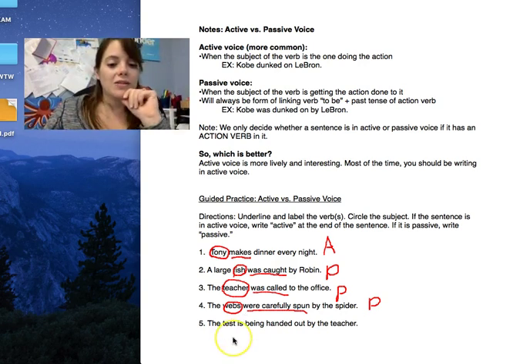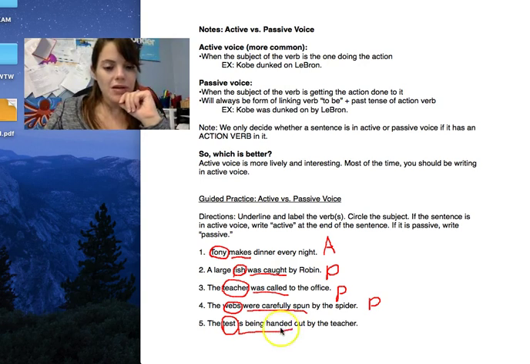Okay, let's look at our last one. The test is being handed out by the teacher. My subject is test. My verb is being handed. Once again, my subject is having the action done to it. The tests are not handing themselves out, so that is passive.